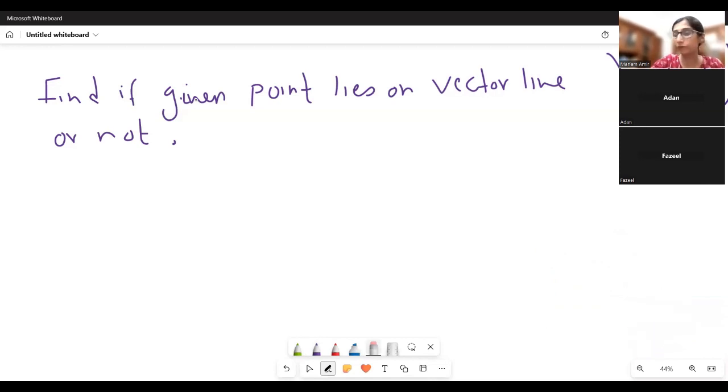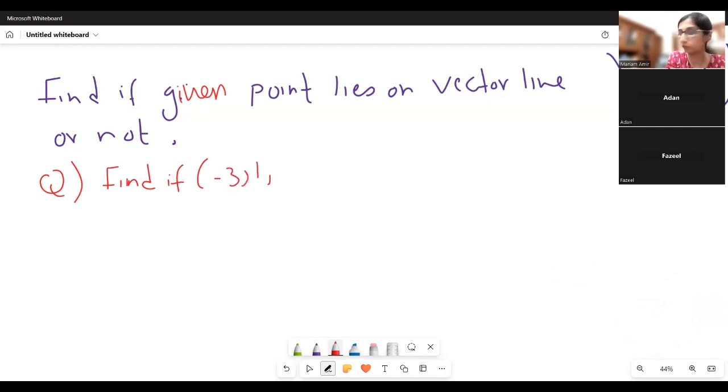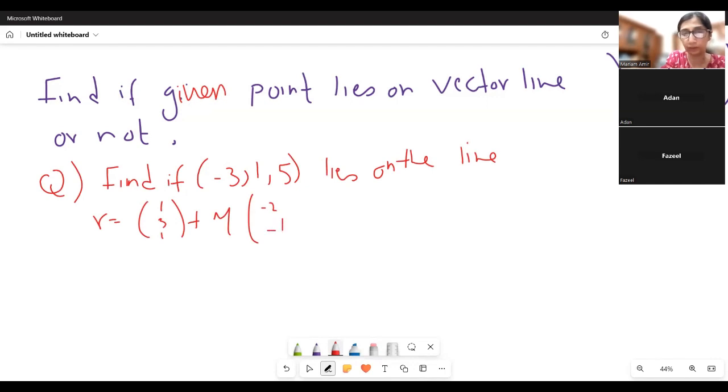So now you have a vector line. Let me do an example with you to explain this question. Okay, so the question is, find if the point -3, 1, 5 lies on the line R equals 1, 3, 1 plus mu times -2, -1, 2.